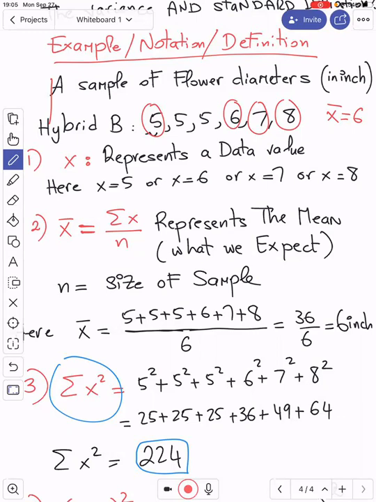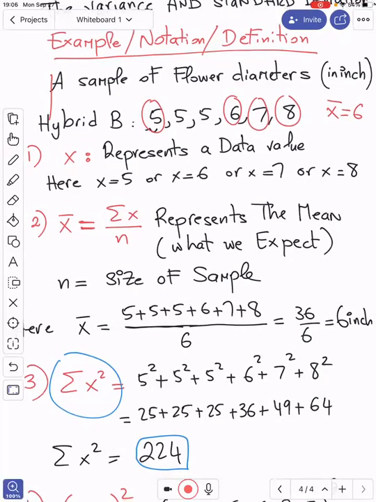Does this make sense to you guys? So you see, this standard deviation is very, very useful. What we can do now is compute the standard deviation for hybrid A, and we're going to compare the two standard deviations and see which one is going to be larger. Okay. And so what do we expect here, guys?